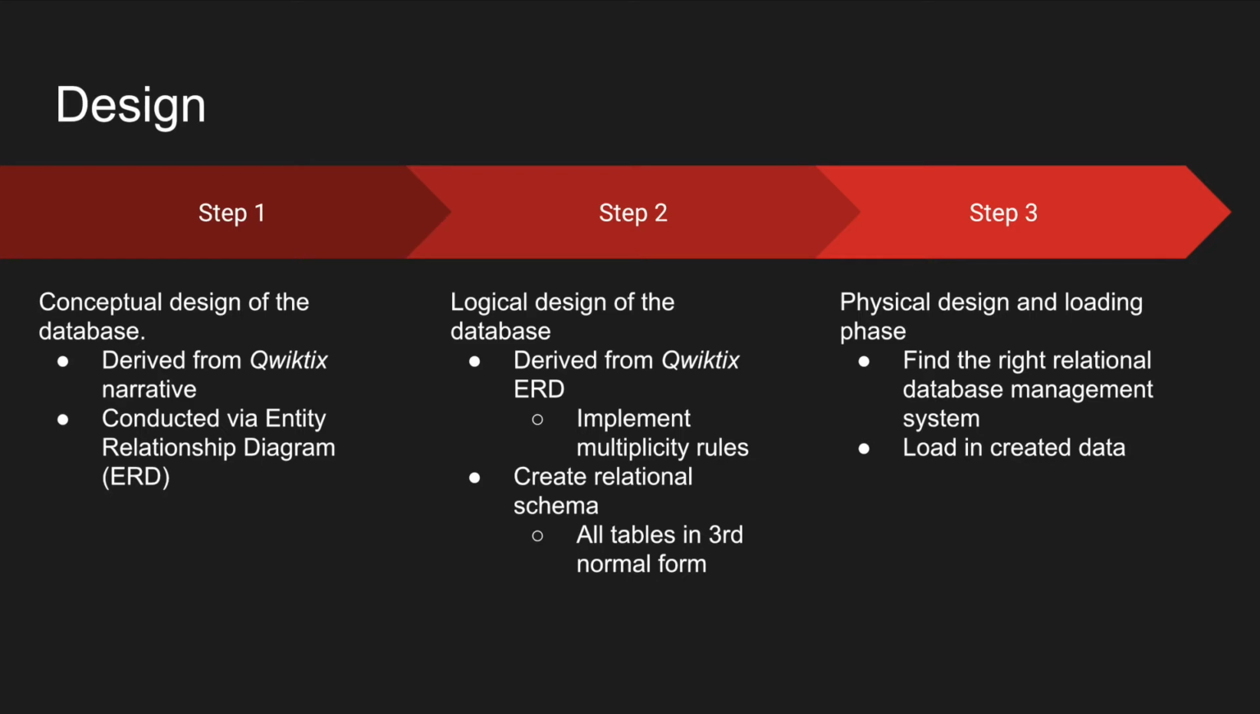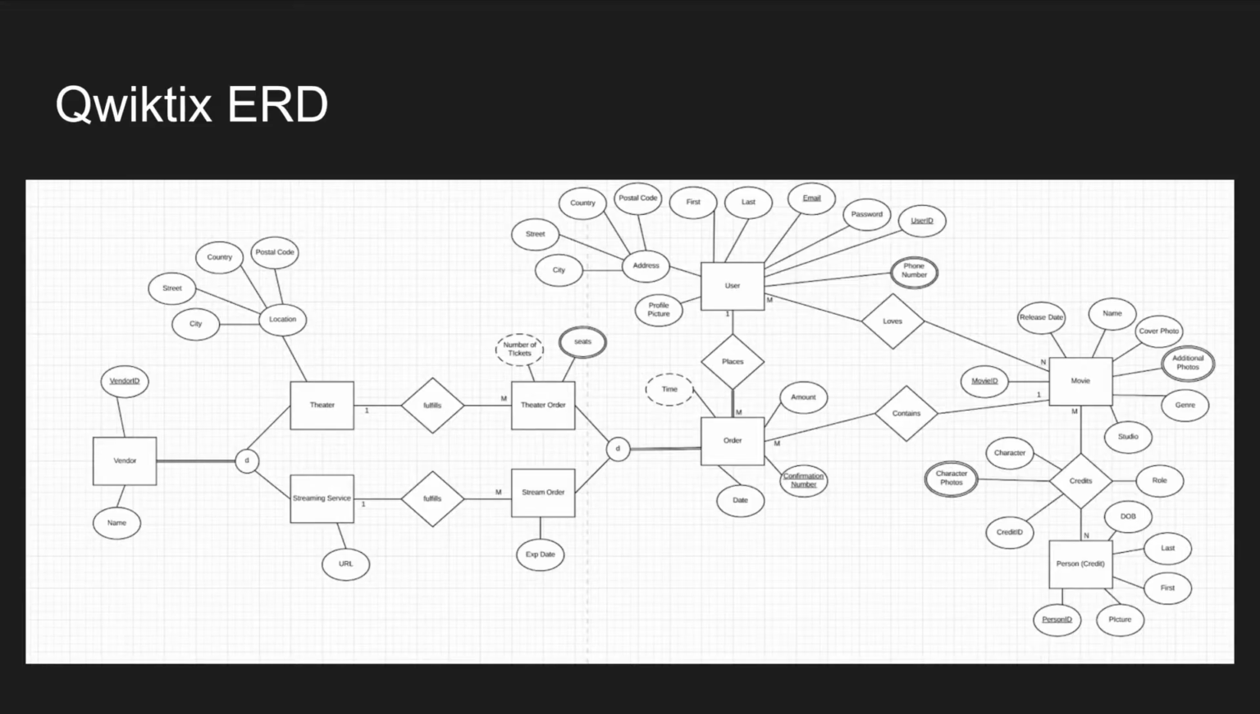The design of the Qwiktix database and program was segmented into 3 stages. The first stage being the conceptual design, the second stage consisting of the logical design, and the last stage being the physical design. Now we'll move on to the first stage, the conceptual design of our Qwiktix program.